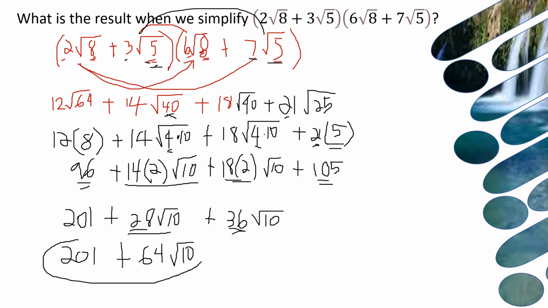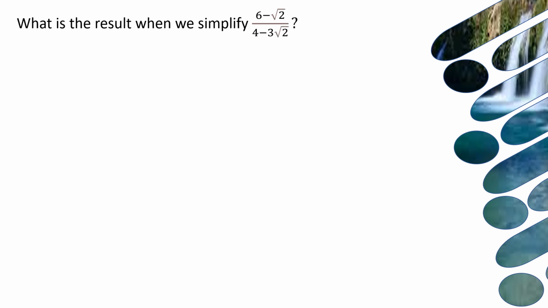Therefore, this is the simplified form or result of our operation: 201 plus 64 square root of 10. Now let's move on to this next question. What is the result when we simplify 6 minus the square root of 2 all over 4 minus 3 square root of 2? So let's rewrite 6 minus the square root of 2 all over 4 minus 3 square root of 2.